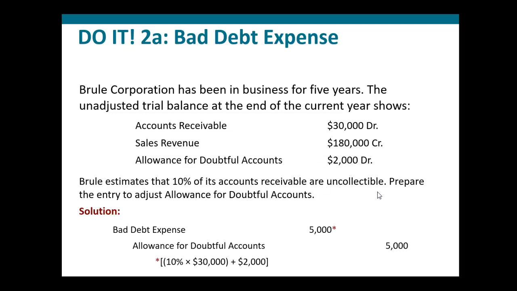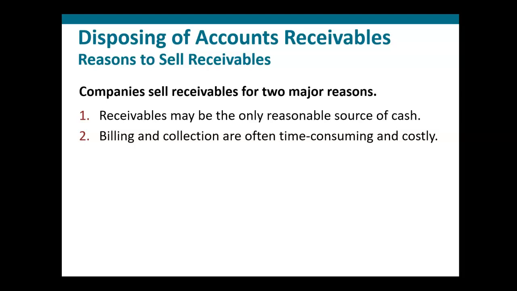Again, the aging method, or the percentage of receivables method, always calculates the balance after the adjustment, and you have to figure out what the adjustment is. Okay, disposing of accounts receivables.